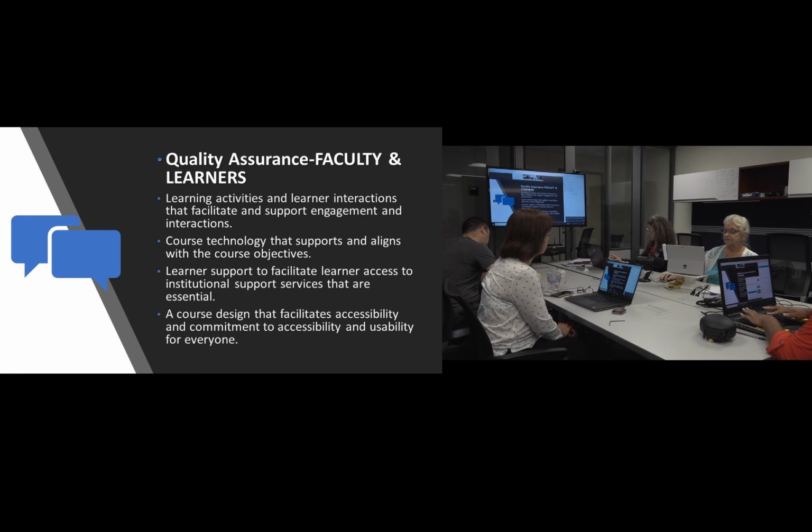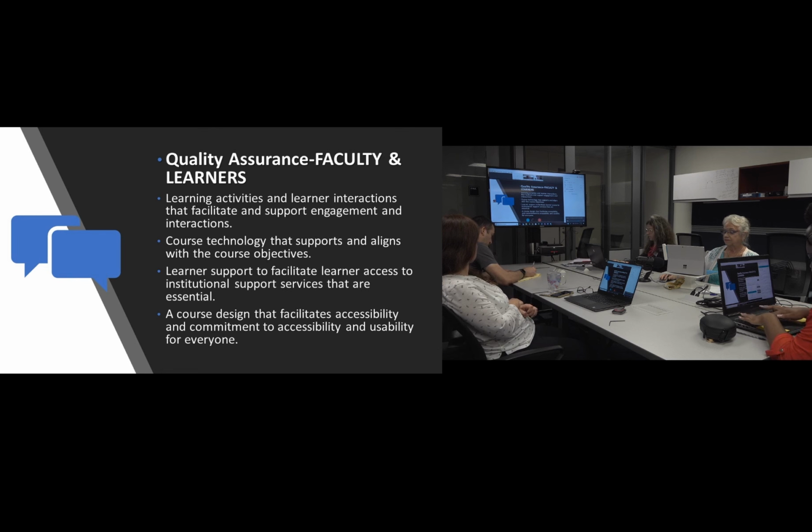When we're looking at quality assurance, you're going to have activities and interactions that facilitate and support engagement and interaction. Again, that has to align with your course and module level objectives. Your tools have to align with your objective, and that's anything you use. If you have, and Mary, I always go back to your language courses because I love them so much.